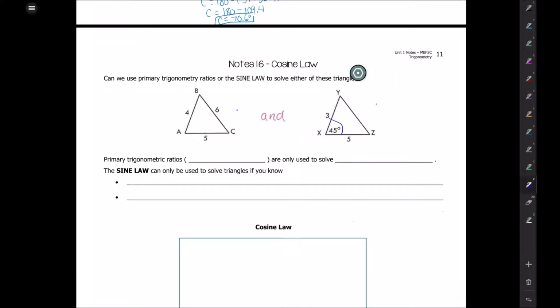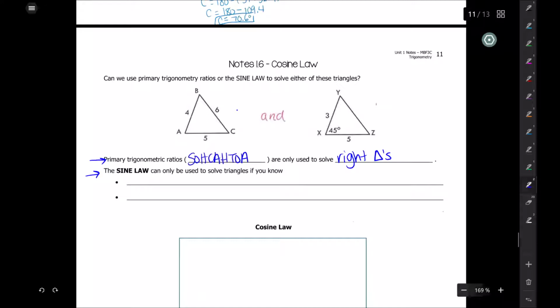Hi everyone, notes 1.6 are on the cosine law, and before we actually answer these questions up here, I want to take a look at these two notes right here. So primary trigonometric ratios, or SOHCAHTOA, are only used to solve right triangles.